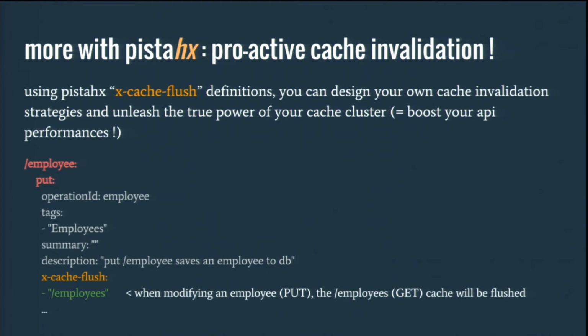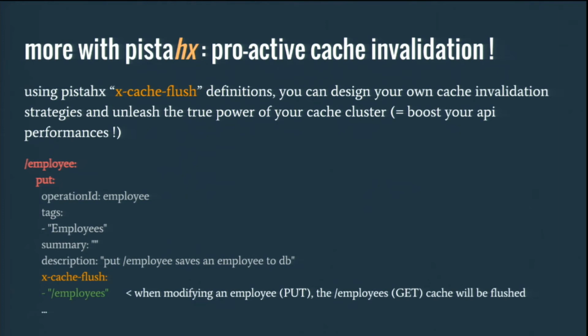Okay, here is a small feature among others in pistahx. I told you that pistahx is heavily based on cache to give you the power of having a truly fast API. By implementing cache, you have some issues to think about. One of these problems is cache invalidation. The meaning is that you can cache your data for a long time, but you need to think about when the cache will be invalidated, especially when there are updates on the DB. The cache needs to be flushed for other people to get the refreshed data.